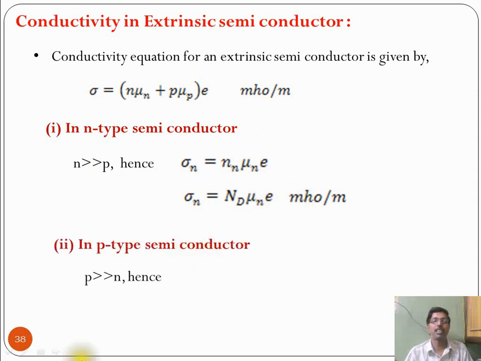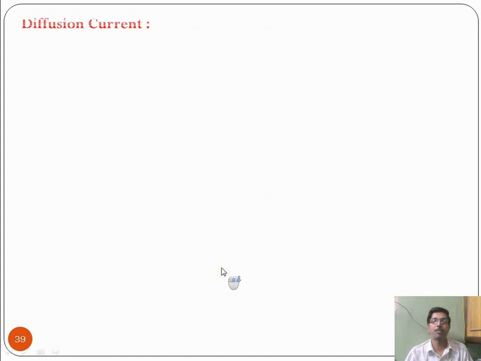Similarly, in a p-type semiconductor, the majority charge carriers are holes and the electrons are the minority charge carriers. So it's clear p is very much greater than n, that is, the concentration of holes is very much greater than the concentration of electrons in a p-type semiconductor. Hence, we can write the conductivity equation for a p-type semiconductor as sigma p equals pp mu p into e. We know that pp is the concentration of acceptor impurities, that is Na, so sigma p is Na mu p into e.